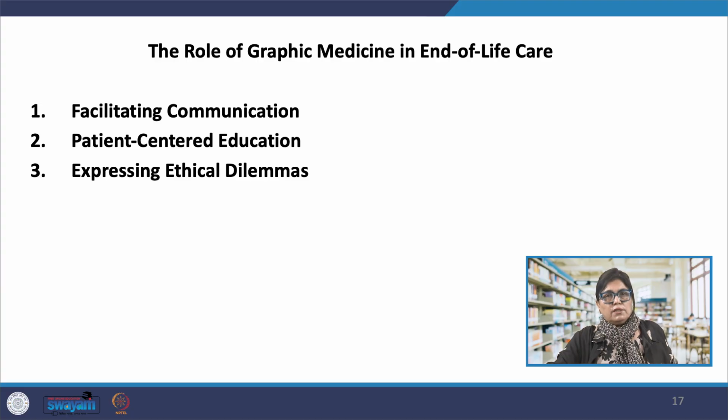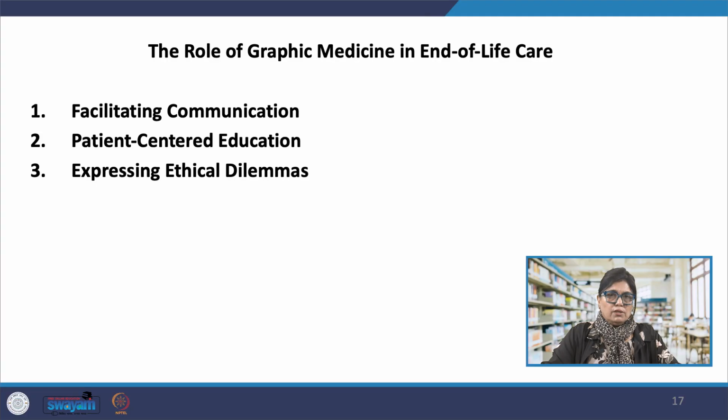By using comics and illustration, this format makes the invisible aspects of palliative care, such as isolation, grief, and the burden of caregiving, visible and discussable. The role of graphic medicine in end of life care: graphic medicine serves as both an educational tool and a medium for emotional expression, focusing on the following key areas. First is facilitating communication. Visual narratives help patients and families discuss difficult topics like care preferences, advance directives, and mortality, which are often hard to verbalize.